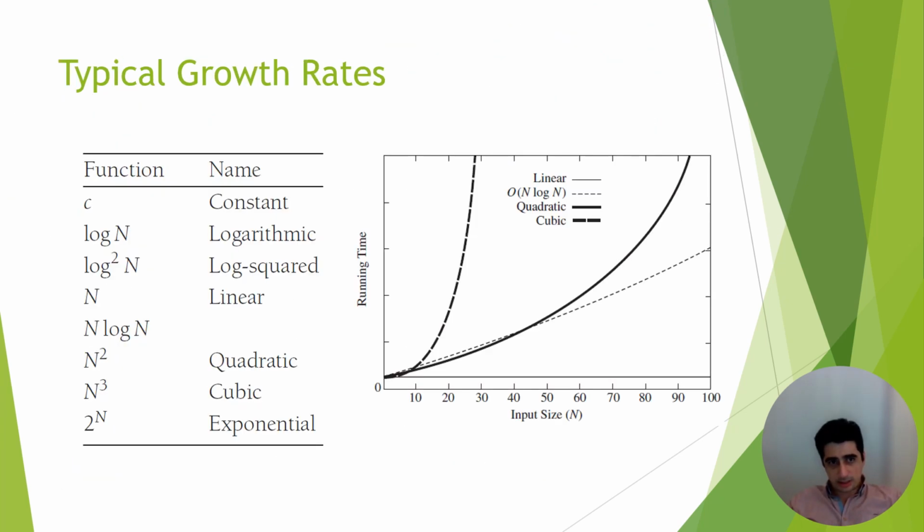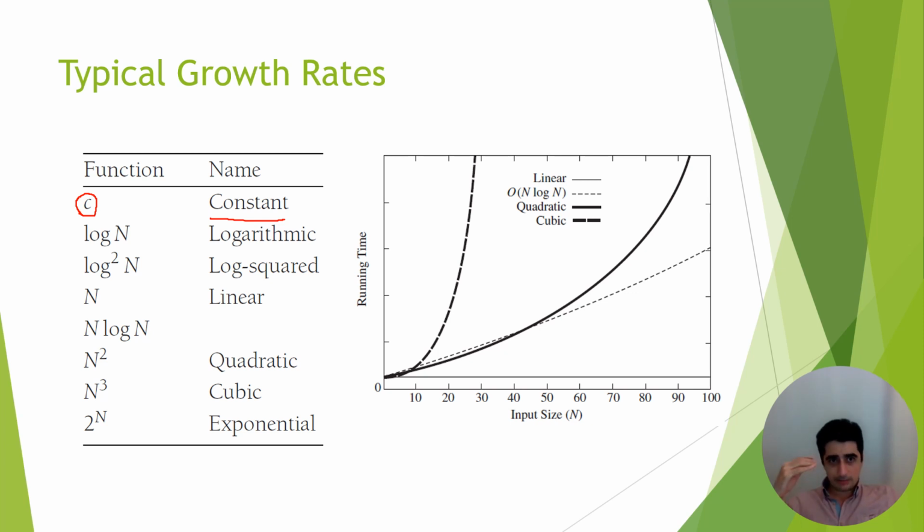Now let's take a look at some of the functions that appear very frequently as growth rates of different algorithms and computer programs. These growth rates, or these functions, are so common that they have specific names. So the first one is a constant function. That's called the constant growth rate.